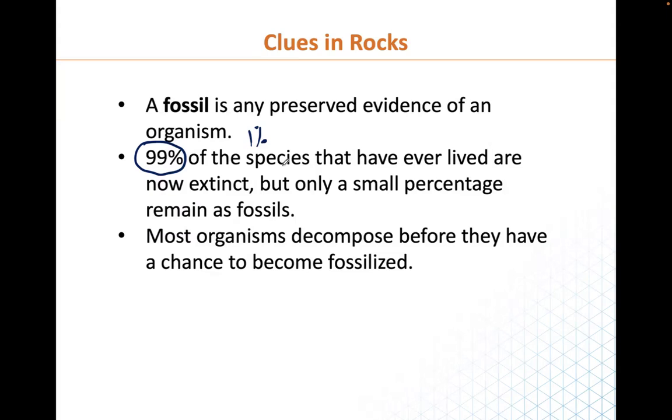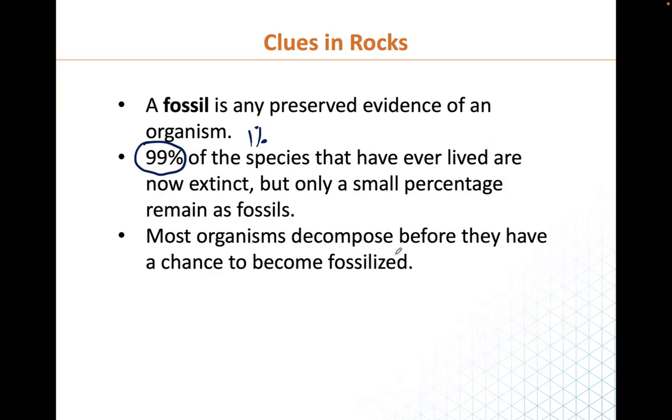But only a small percent remain as fossils. Out of the 99% which has gone into extinction, just a very little percent is remaining as fossils. So that's the reason why we cannot say categorically that we have evidence for every organism that has ever lived before. We have some, but we don't have everything.